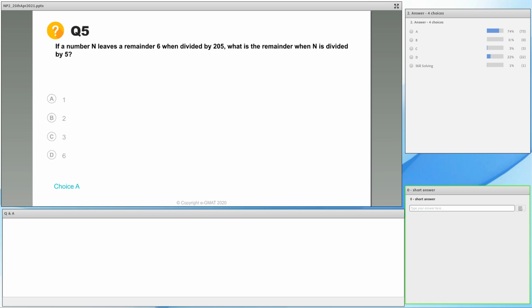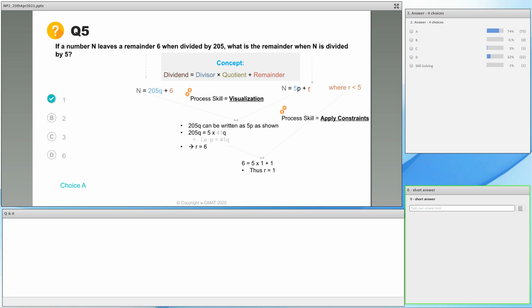So option A was the most popular option and option D was somehow chosen. Now let's look at how we go about this. Very similar, right? What are we asked? What is the remainder when n is divided by 5? So we need to find the remainder when n equal to 5p plus r. That p could be anything, I don't care. You can call it x or y, whatever it is. That's the quotient. But you need this remainder, and because you're dividing by 5, you know that the constraint is the remainder has to be lesser than 5. So that's what the question is asking us.